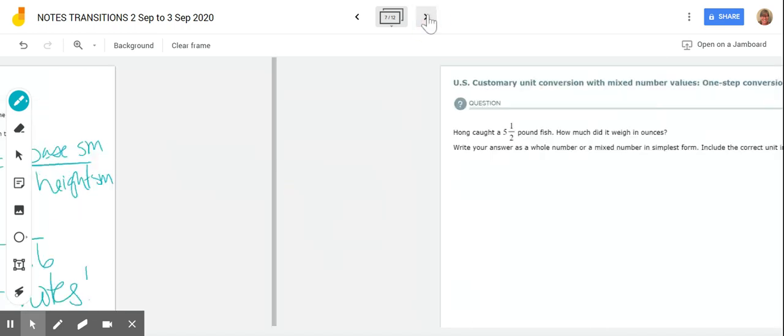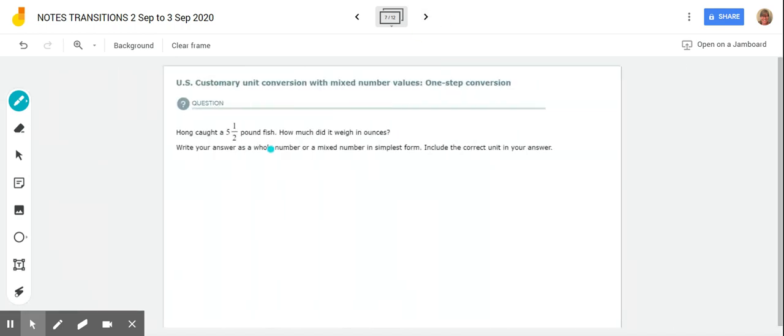Okay, finish it. All right. Hong caught a 5.5 pound fish. How much did it weigh in ounces? This is about conversion. And for that, you need to know the conversion factors. You need to know that in 1 pound, first of all, a pound is LB, which is weird. That is equal to 16 ounces. And if you don't know that, then this becomes a hard problem. Otherwise, it's not so hard.